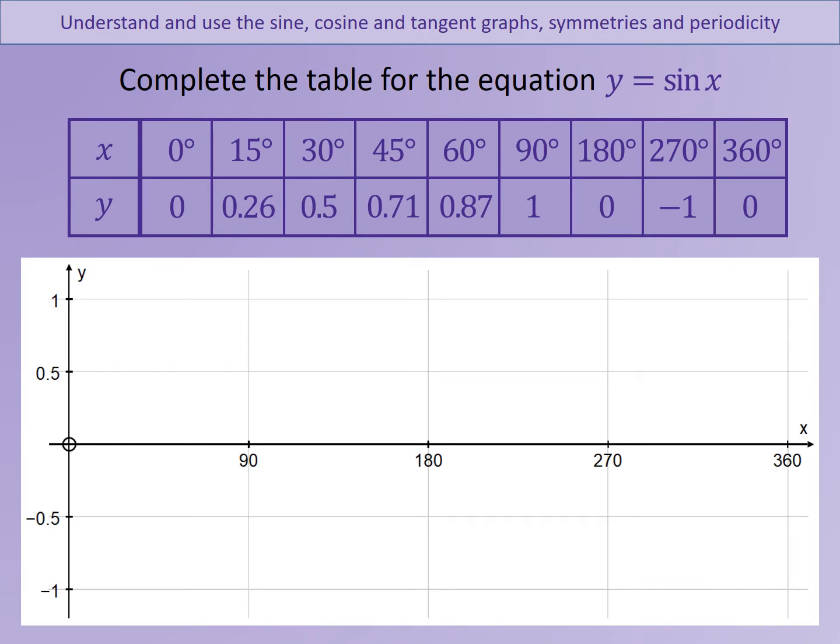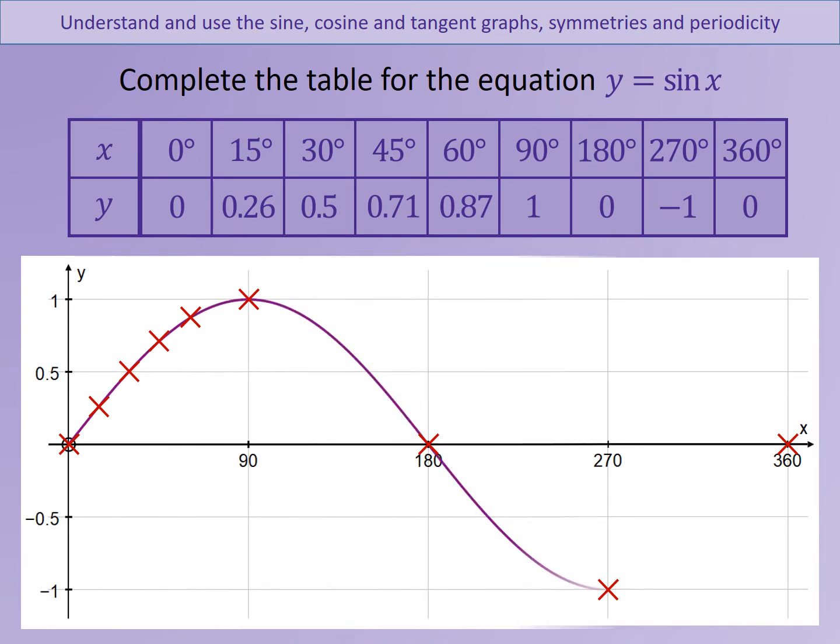So here are my axes. I only need to go up to 1 and down to -1 on the y-axis, and I'm going from 0 to 360. And if I plot those values, what we find is we get this curve that you're seeing here. And then I'm going to join those together in order to create my sine curve. And clearly I could carry this on and I could work out values for angles that are more than 360 and indeed less than 0. But we will talk about that in just a moment.